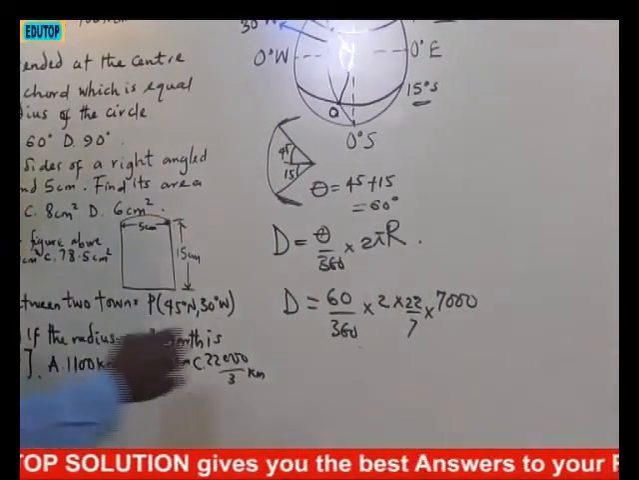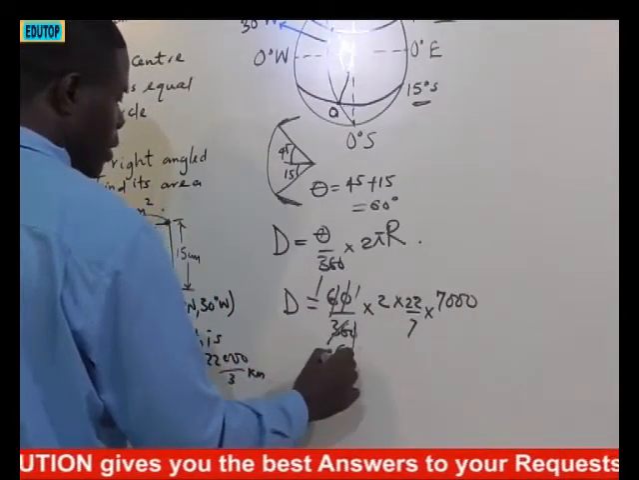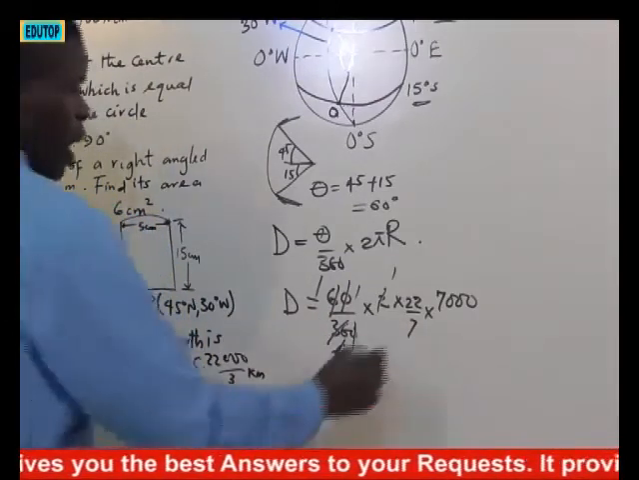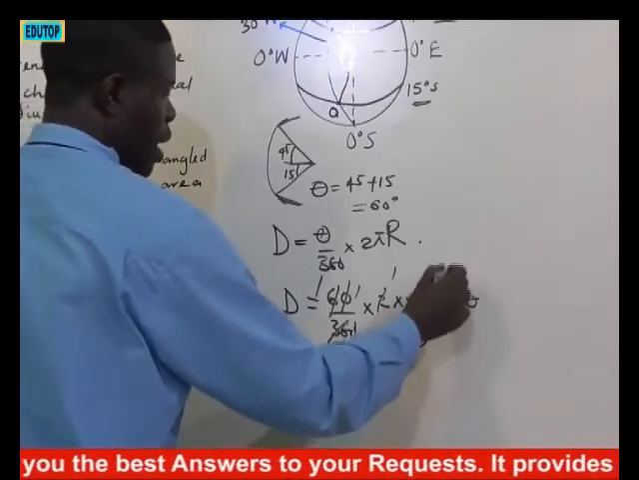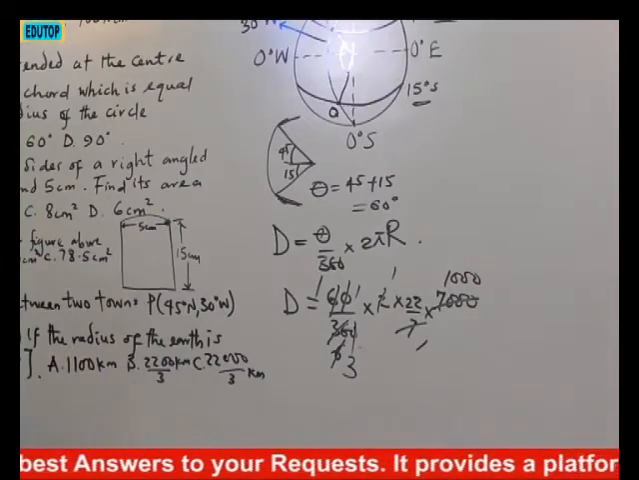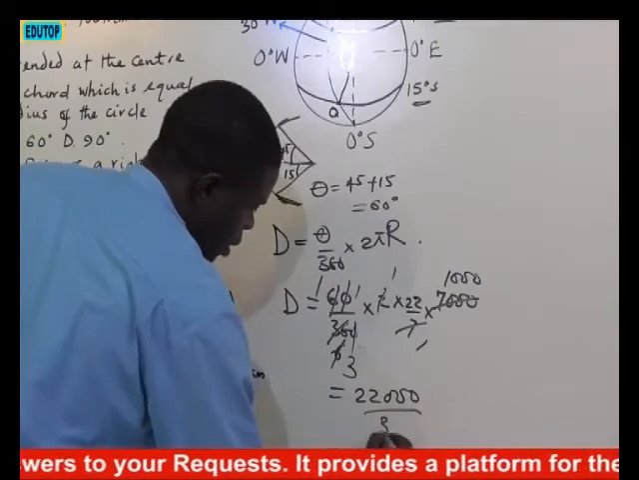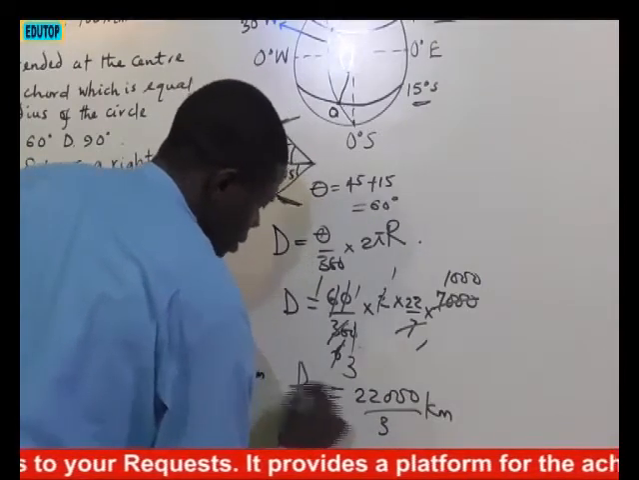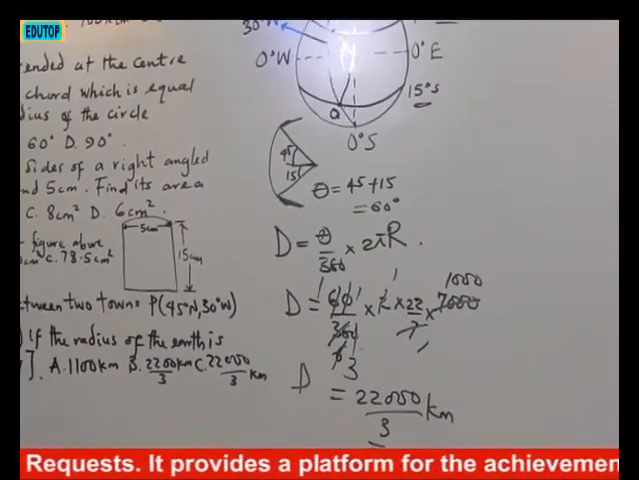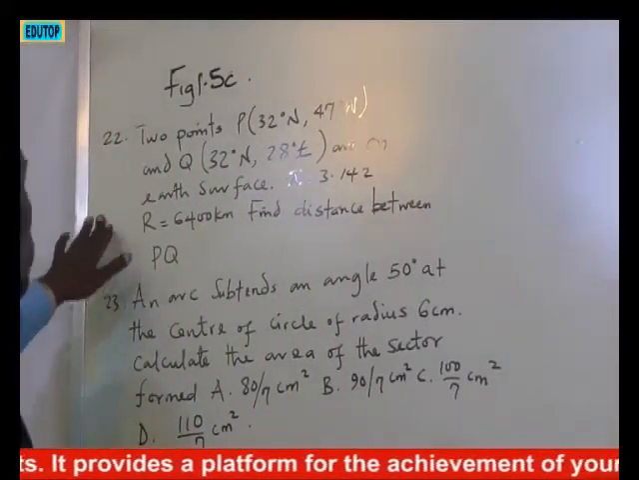So here 0 can cancel 0. 6 here 1, 6 here 6. 2 here 1, 2 here 3. Then we have 7 here 1, 7 here 1,000. So 22 divided by 22 times 1,000, that is 22,000. So 22,000 over 3 kilometers. That is our distance. So we go to our options and see the one that matches that. And there will be no other option. Our option is what? C.